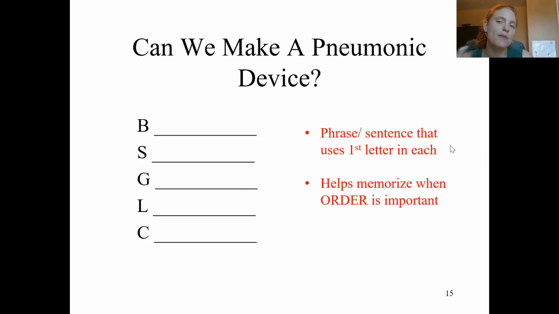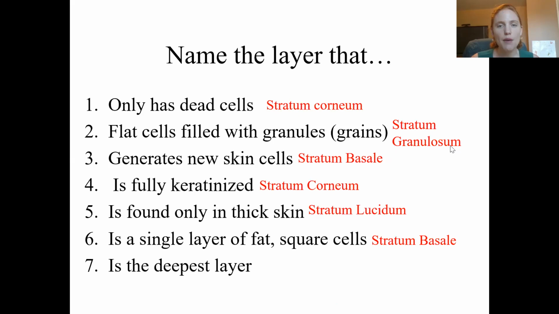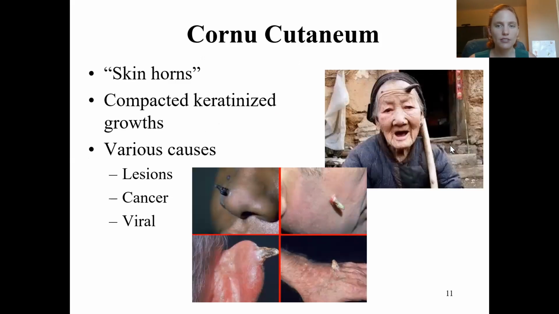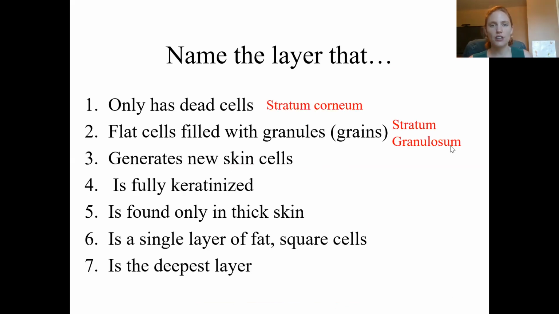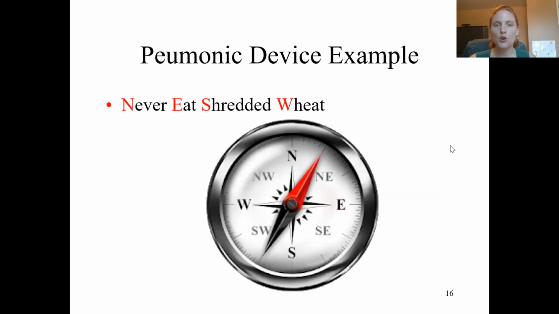Maybe go ahead and start thinking about what would be a good mnemonic device to help you memorize the layers of the epidermis. One thing to think about is that the epidermis is always going to be intact, so you will have an order. Anytime you're trying to memorize information in a particular order, a good way to do that is to create a mnemonic device where you use the first letter in some sort of memorable phrase.